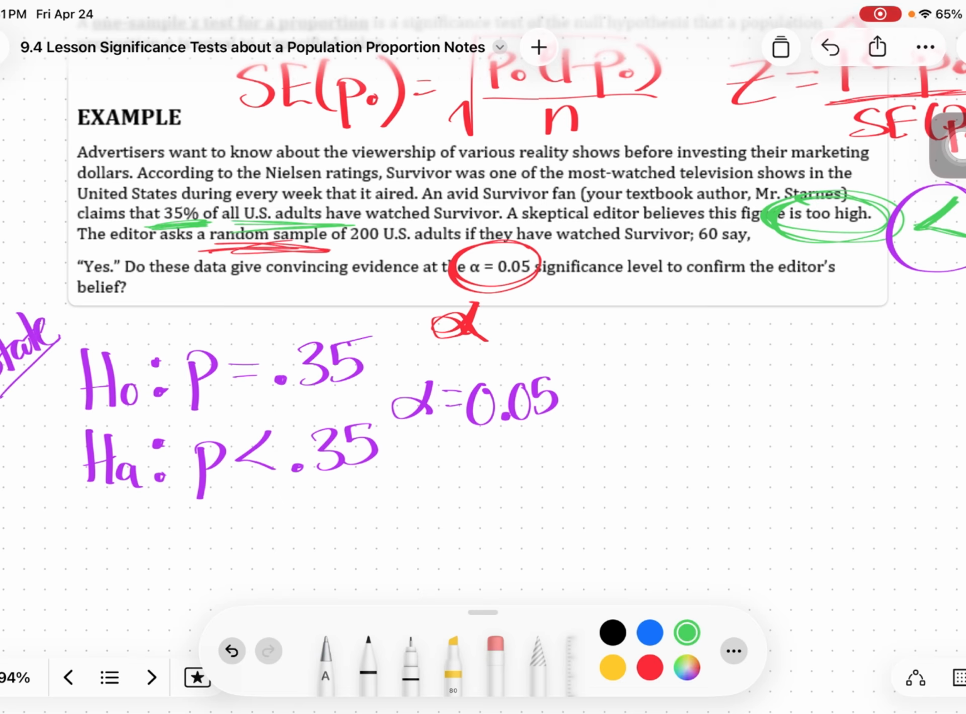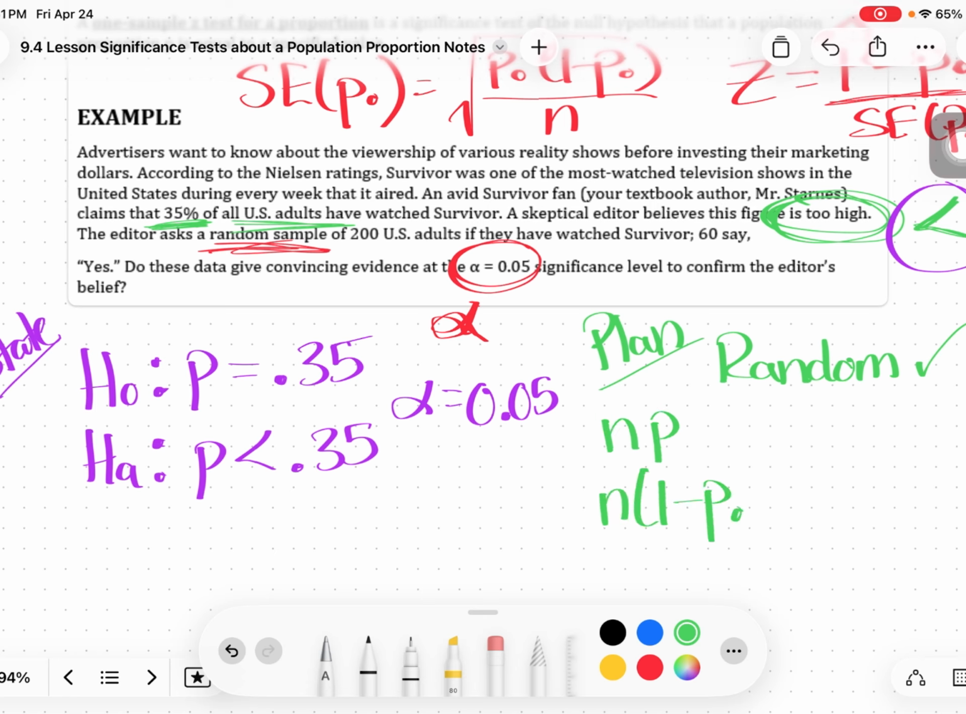And then we are going to plan by making sure we check our conditions. We need to make sure we say that we have a random sample. And then we need to check the n times p and n times 1 minus p. And we're using the null hypothesis p. So we're going to use that 0.35 here.